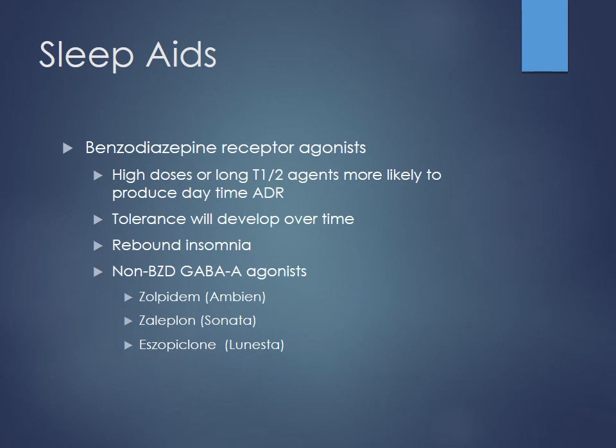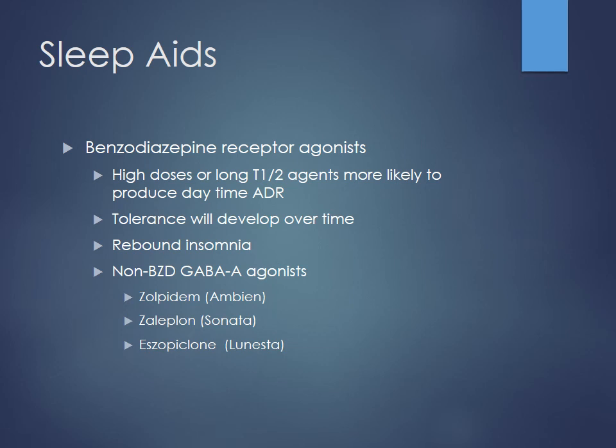Rebound insomnia is going to be the major side effect here, especially if they come off of it cold turkey. If they've been on it for a while, you do want to titrate the dose down. That way you give the GABA receptors time to re-equilibrate and start to upregulate again, since they've been having this constant activation over time.